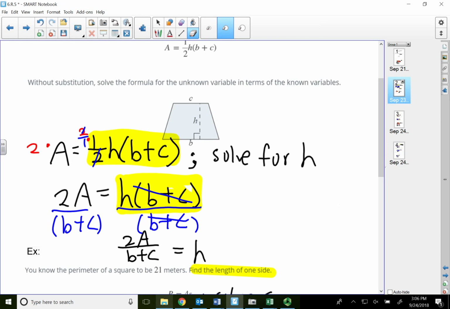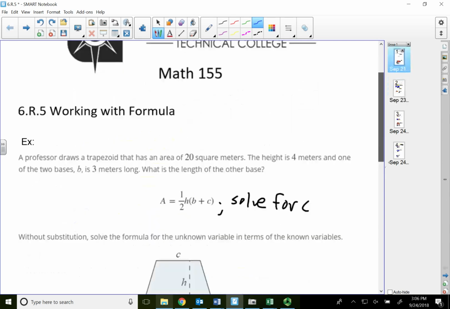Okay, so how come I did not distribute my h? Well, I didn't really need to, because my variable h is already separated from its coefficient. So I did not have to do any distribution. There was no purpose for me to bring the b and the c outside the parenthesis. That's why here I just divide both sides by b plus c. Now, that's going to be different for this next problem.